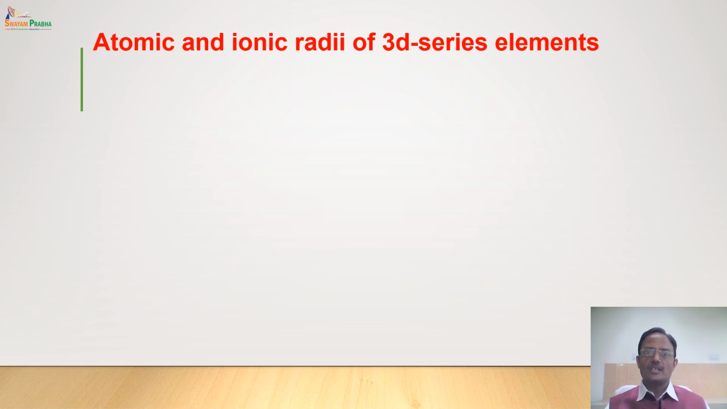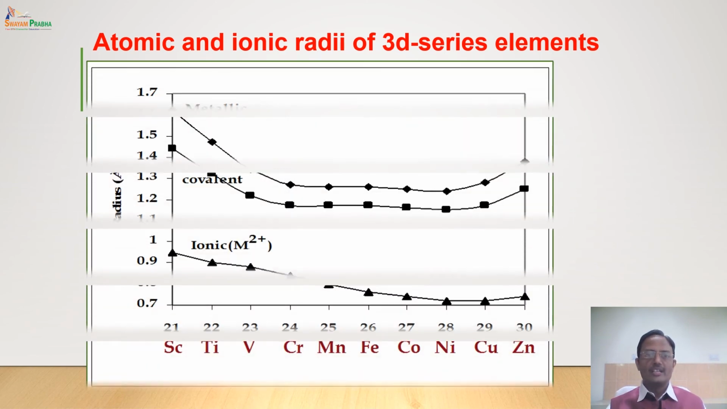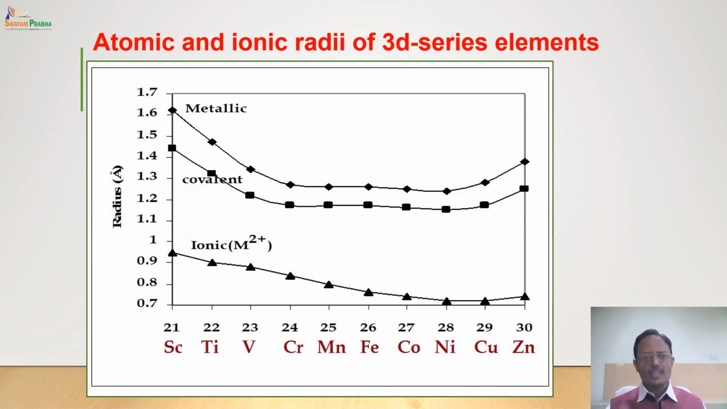Now let us see the effect of all these factors on atomic and ionic radii of 3D series elements. This is a graph showing the trend of atomic radius and ionic radius across the period from scandium to zinc. Now you will find three different words for atomic radius. One is a metallic radius, second is a covalent radius, and third is an ionic radius.